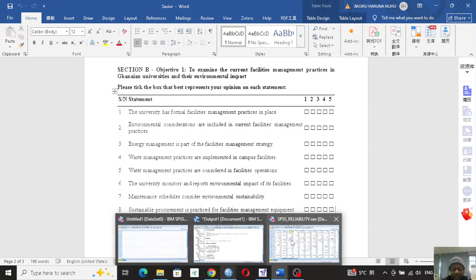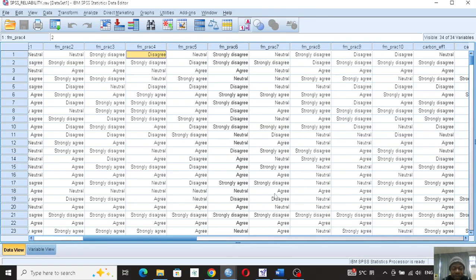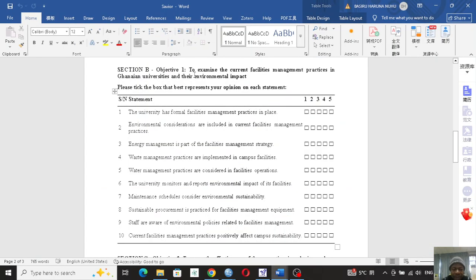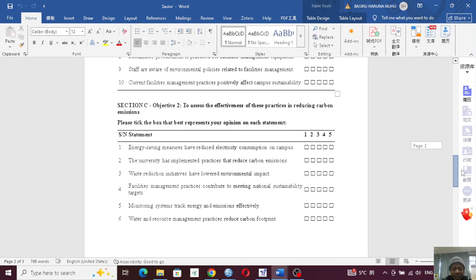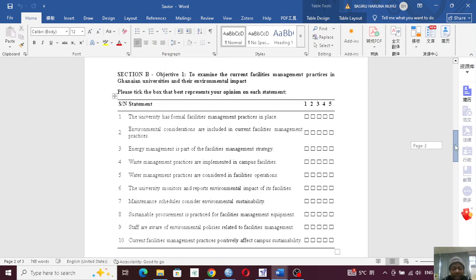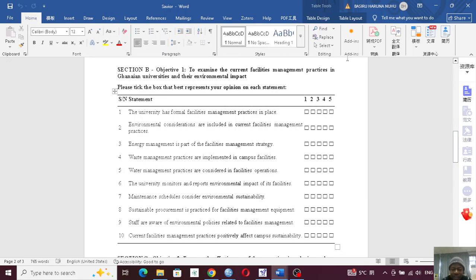Now, the validity aspect also measures whether, let me go back to the questionnaire, whether this particular data set actually measures what we claim it should measure. For example, to examine the current facility management practices, we are measuring the current facility management practices. So this particular information should not be measuring something like its effectiveness. We are just measuring the practices. So does it actually measure the practices?